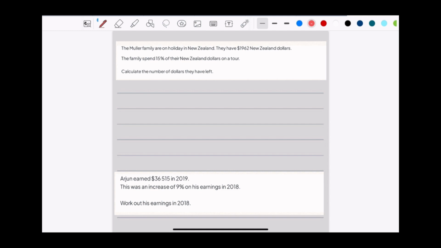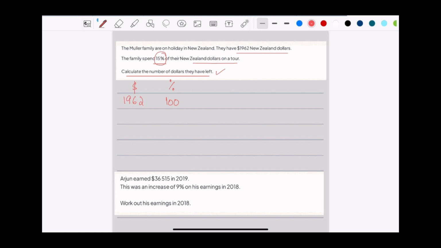So the Muller family on holidays, they have this much amount of money in dollars. The family spent 15% of their New Zealand dollars on a tour. Calculate the amount they have left. Now see, 1962 is the number of dollars they have, and in percentages, that original amount is 100%. They are not interested in how much money they have spent, which is 15%, but the question is interested in how much money is left.